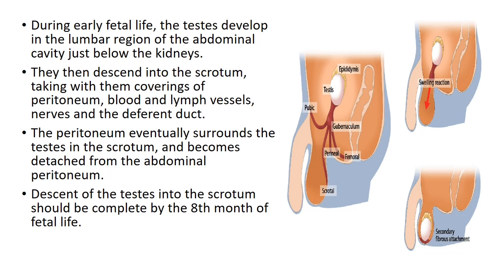That's why in premature babies sometimes there will be no testes in the scrotum if you examine the baby. The peritoneum eventually surrounds the testes in the scrotum and becomes detached from the abdominal peritoneum. The descent of the testes into the scrotum should be complete by the 8th month of fetal life. So during the 8th month of pregnancy the fetus has descended testes. So this is all about the testes.